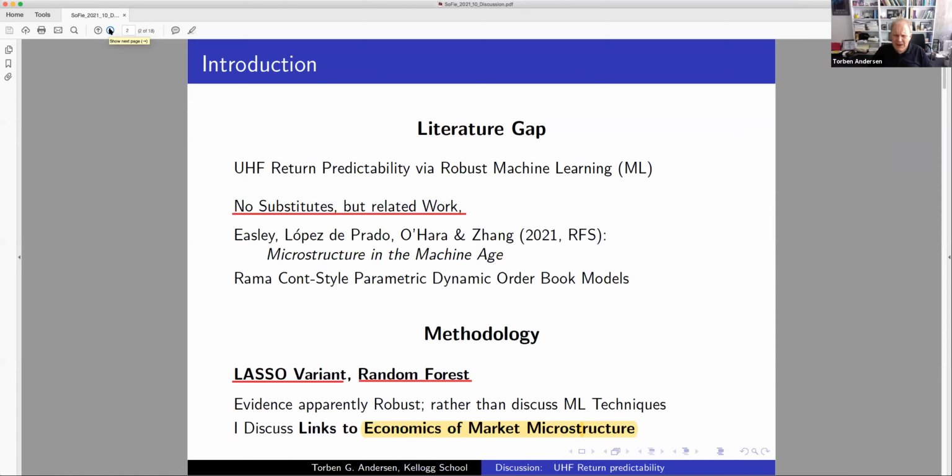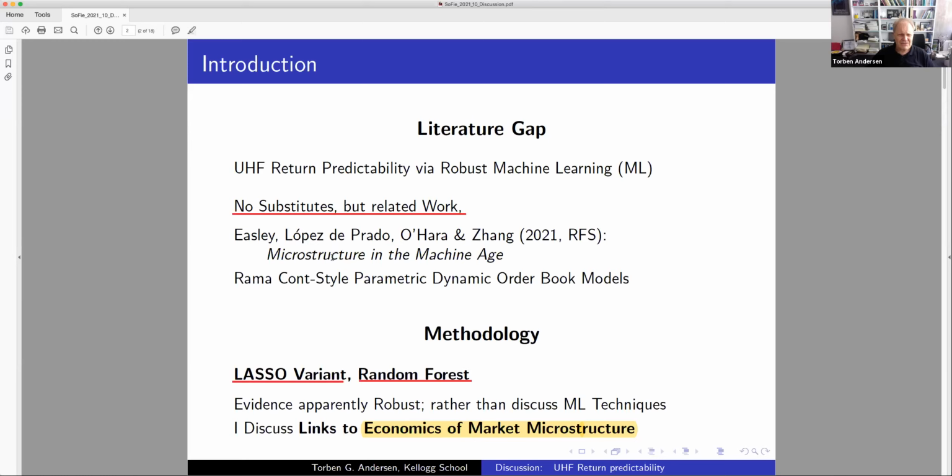I think this paper fills an urgent gap in the literature, in the sense that machine learning techniques have now been taken to a lot of important questions in asset pricing. It's still very much in its infancy. We're still struggling to understand how machine learning gets combined with more structural understanding of what's going on in the markets. But I have not seen before serious papers on ultra high frequency return predictability through robust machine learning techniques, and I think this is what this paper delivers. There are no real substitutes for this. One obvious predecessor is the recently published paper in RFS by Easley, Lopez de Prado, O'Hara, and Zhang.